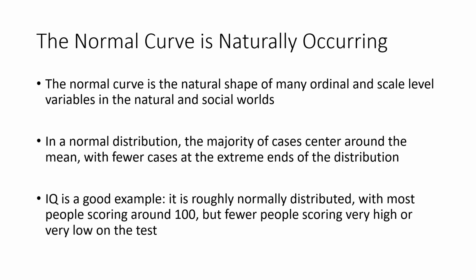Another example in the sort of social world is IQ, right? So IQ is one of the most normally distributed variables. Most people, the majority of people, will score around 100. That is to say, they have average intelligence. But as you move to the tails, you will see that far fewer people score very, very high, right? Very intelligent, or very, very low on the test. So this is another example of the way in which these bell curves tend to emerge naturally.